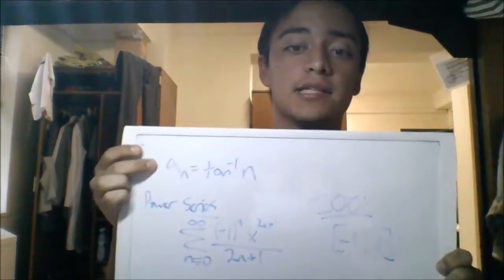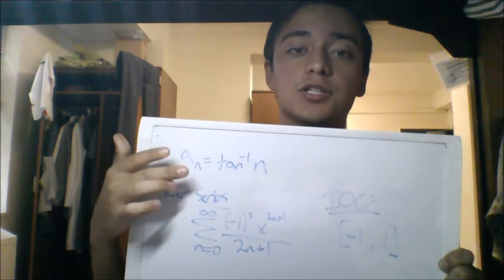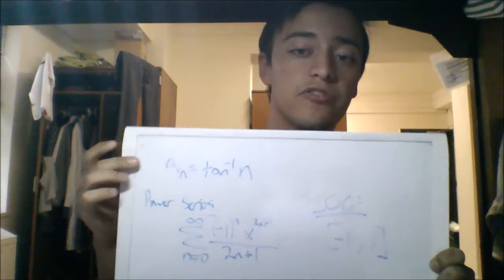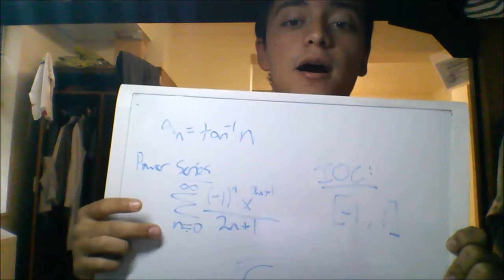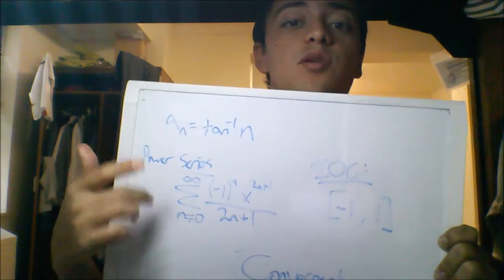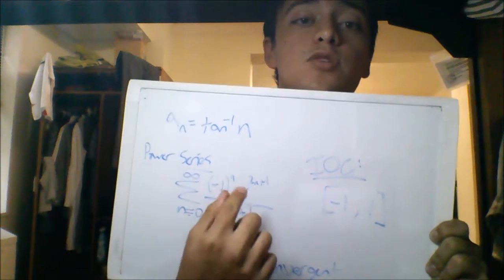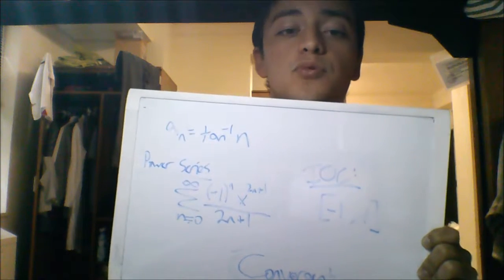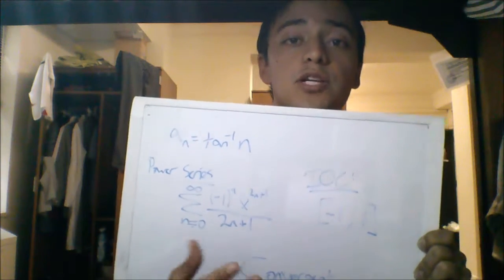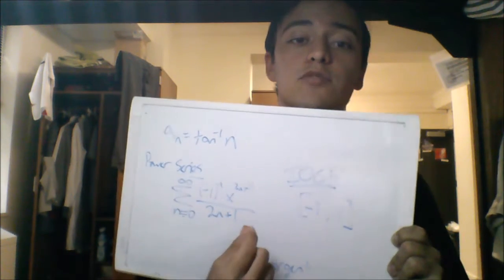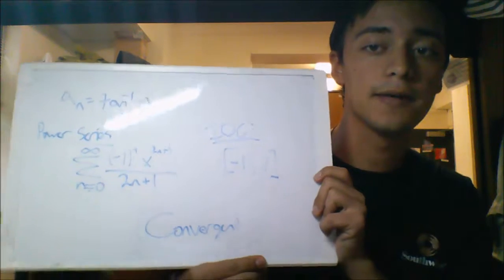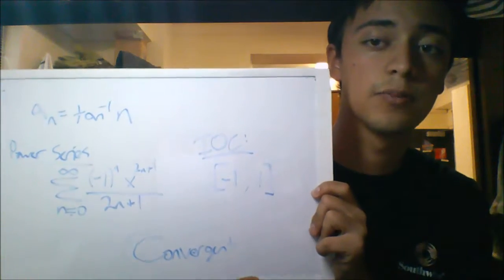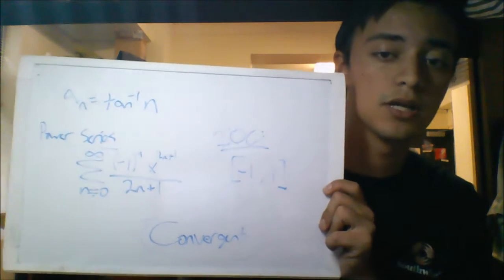In addition, just to sum everything up, when we had a sub n equal to the arctangent of n, we found that the power series was sigma n equals 0 to infinity of negative 1 to the power of n times x to the power of 2n plus 1 over 2n plus 1. And by using that in the ratio test, we were able to find the interval of convergence, which is negative 1 to 1 inclusive, and we could determine that a sub n, tangent to the power of negative 1 of n, which is arctangent, is convergent.